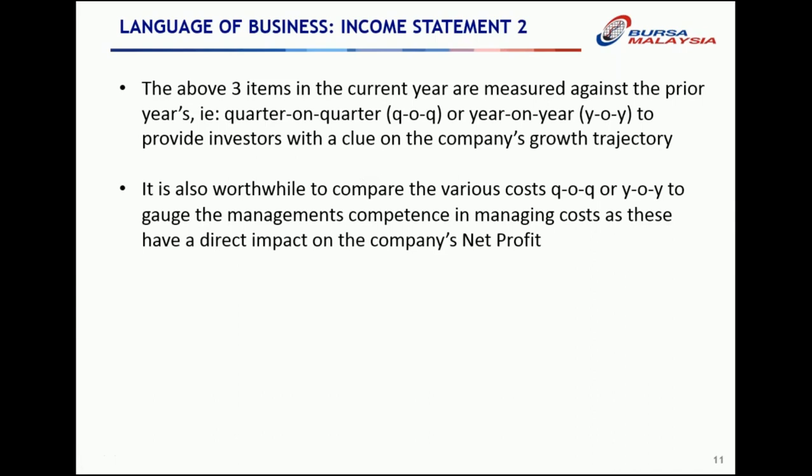Most importantly, the above three items in the current year are normally measured against prior years, on a quarter-on-quarter or year-on-year basis, to provide investors with a clue of the company's growth trajectory. Now, when you look at the income statement, you must know whether it is on a growth trajectory or not by comparing it to the previous years.